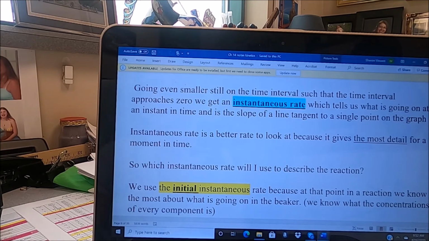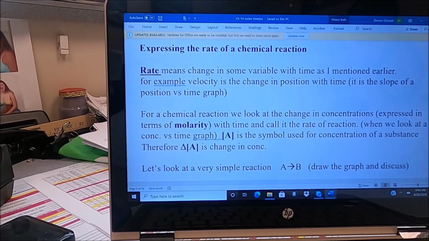Now, why do we want to use that rate? Well, the initial instantaneous, I mentioned velocity earlier.